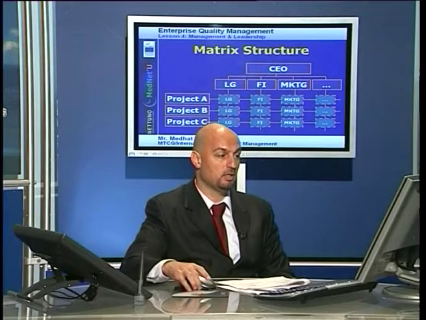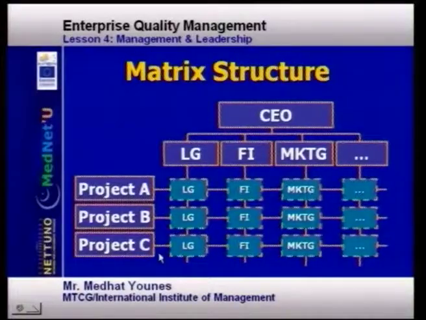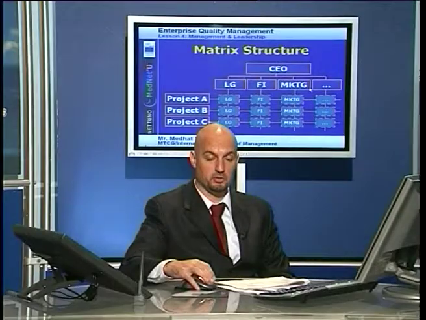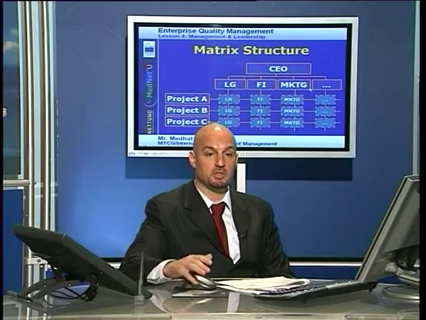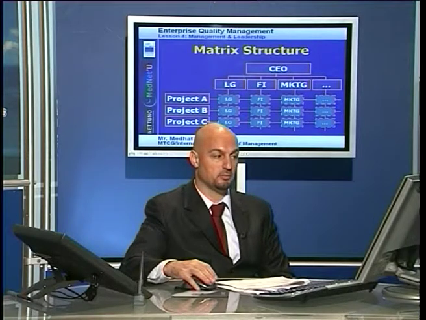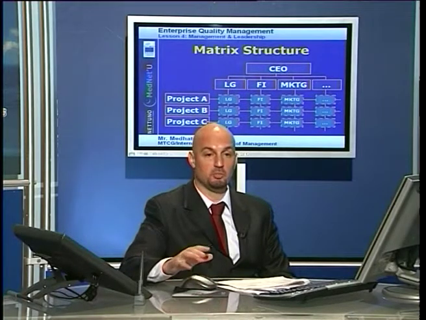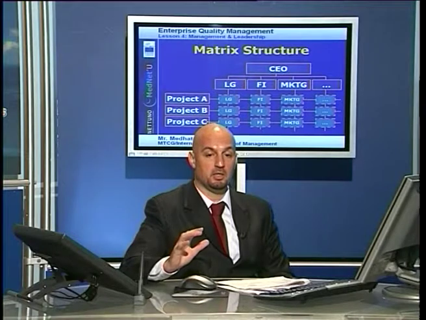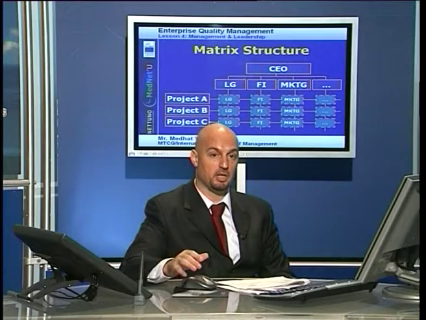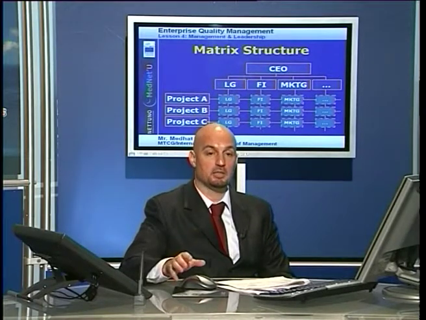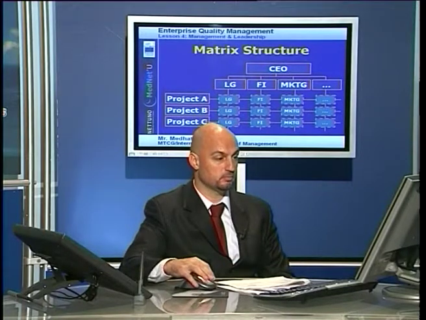So you'll have legal assisting project A, project B, and project C, the same with finance and marketing. This is an ideal business structure for industries like contracting, for example, where they have major projects and each project has its own profit and loss calculation. It has its own legal contractual requirement and other resources.